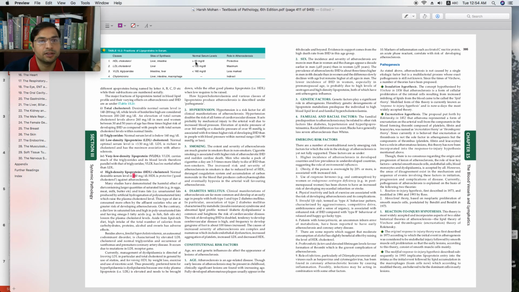You can see it here. The levels should always be greater than 60 mg per dl, and levels greater than 60 mg per dl are considered protective levels for not developing atherosclerosis, right? Apart from this, the other risk factors are hypertension, smoking, diabetes mellitus, age, sex, genetic factor, familial and racial factors, right? You can read all of this by yourself.